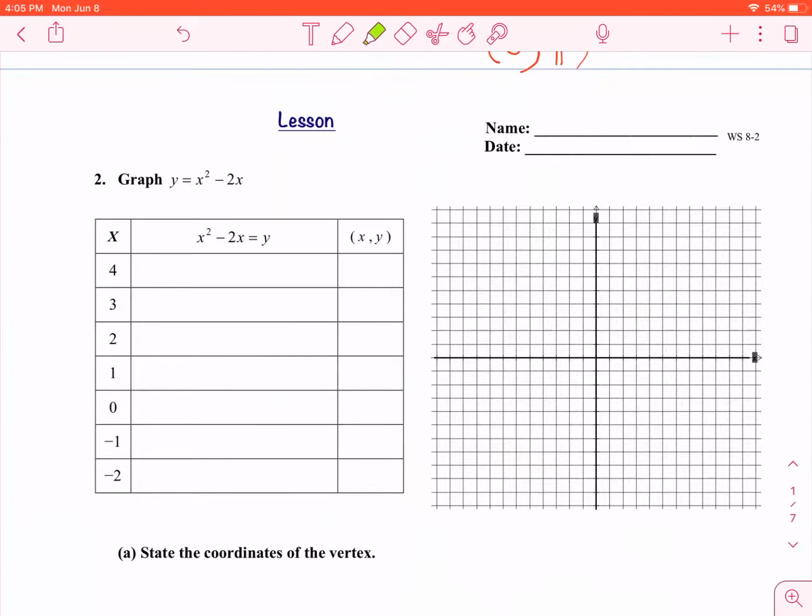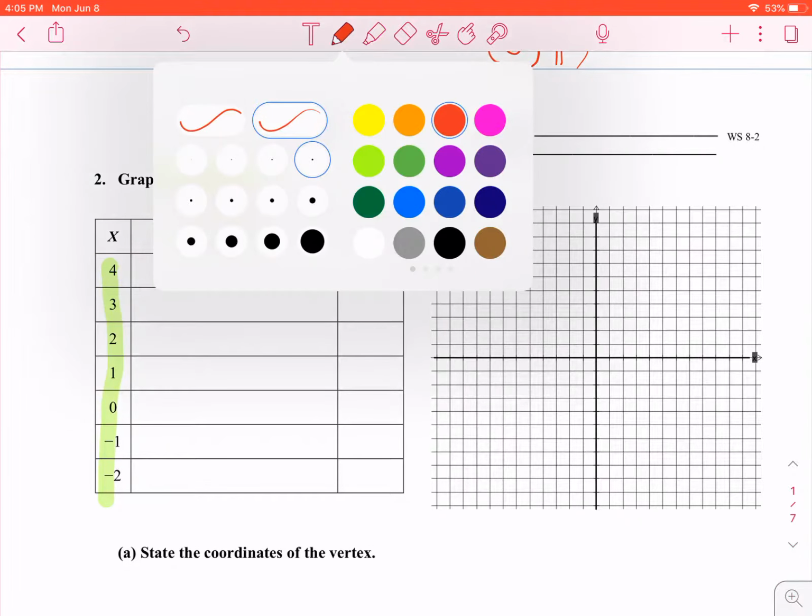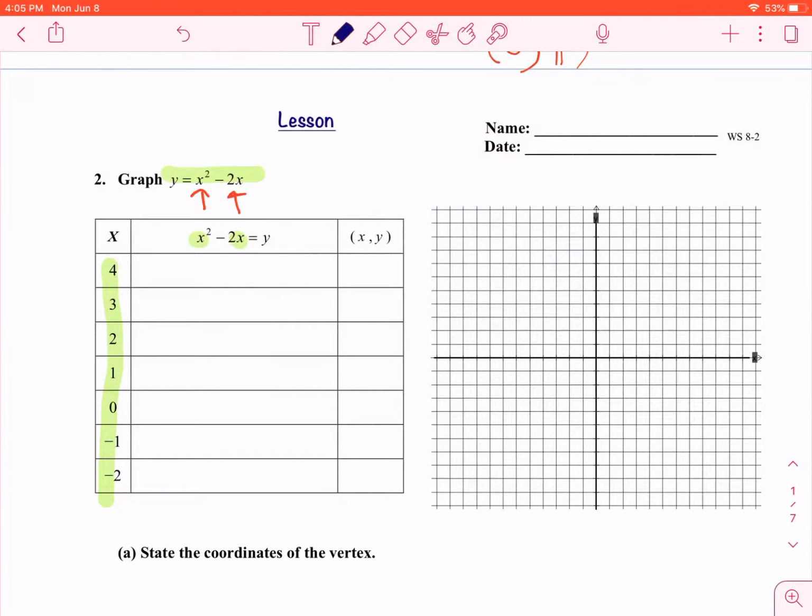And in this graph, we have y equals x squared minus 2x. So you'll notice there's two spots where x has been represented. So for this one, we need to replace x in two places. Okay, so we got to sub it in here, sub it in there, with all the x values that I've suggested there for you.